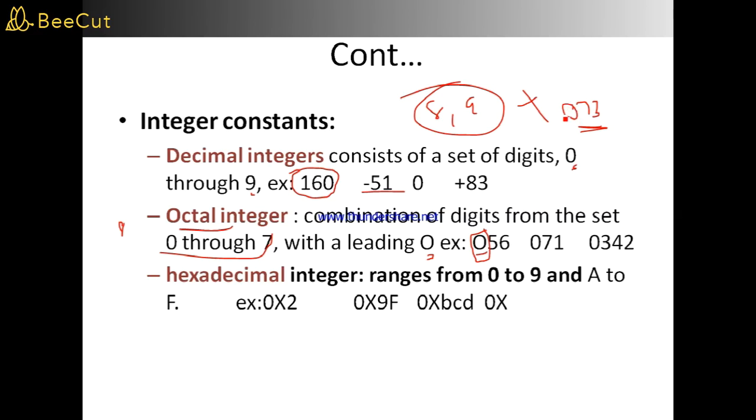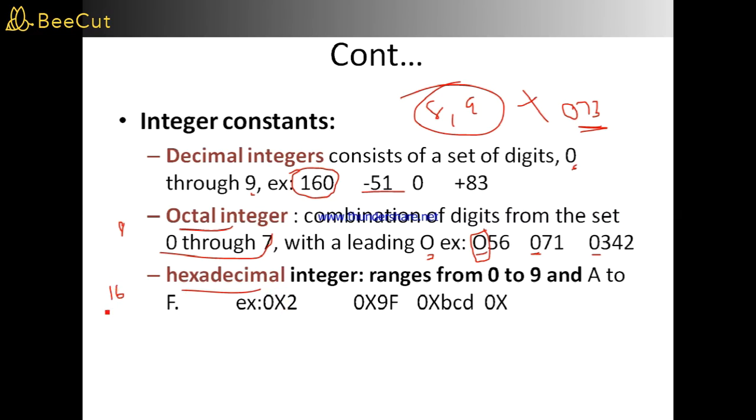Okay, so we have to start with O, then we can write any octal number. See here, in all three examples, the first character is O, followed by any combination of digits from 0 to 7, with the leading O. The digits should not include 8 and 9. Anyway, another kind of number system is the hexadecimal number system.